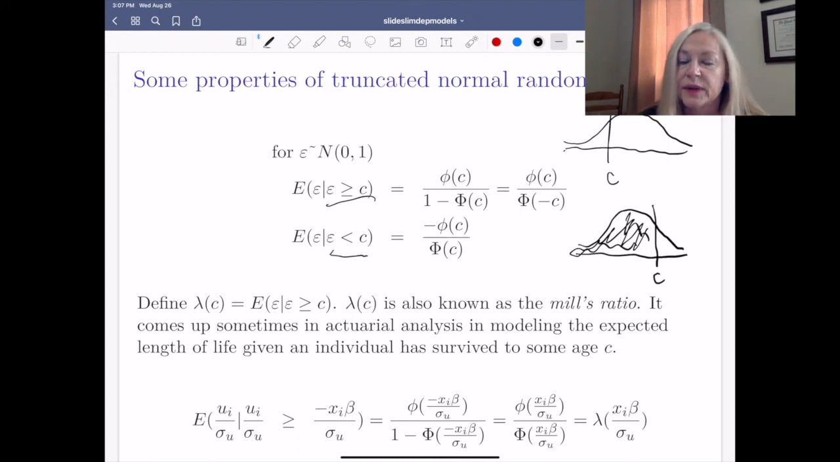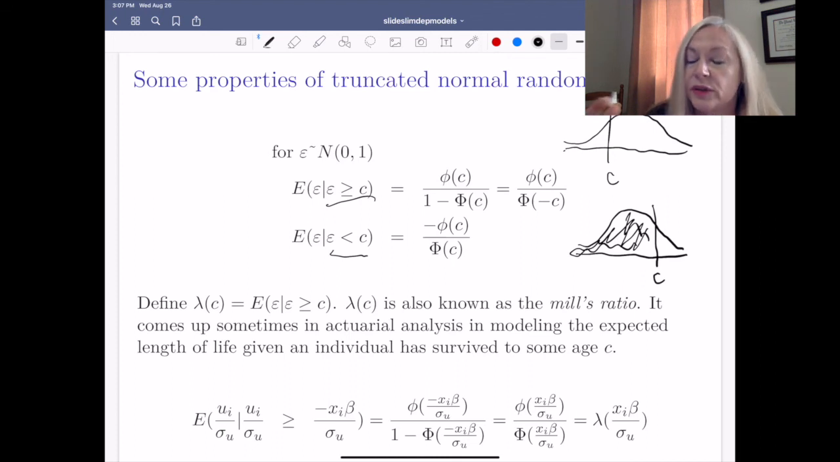All right, and these expressions are known as Mills ratio, and this comes up sometimes in actuarial analysis. So actuarial is like applications related to insurance. When they were doing life insurance calculations, they might want to know the expected length of time that somebody's going to live, given that they already live to be age 65, things like that. So you have these sorts of truncated random variables.